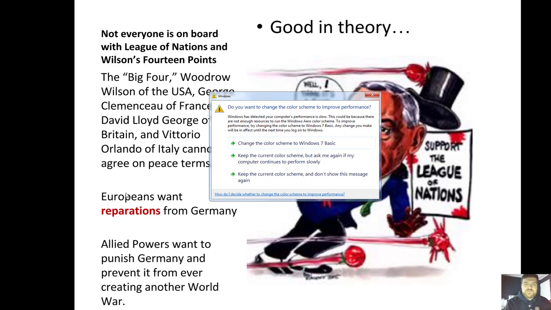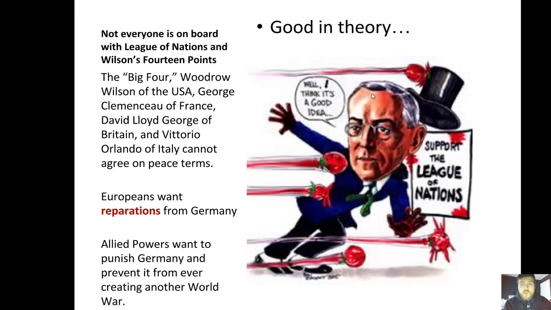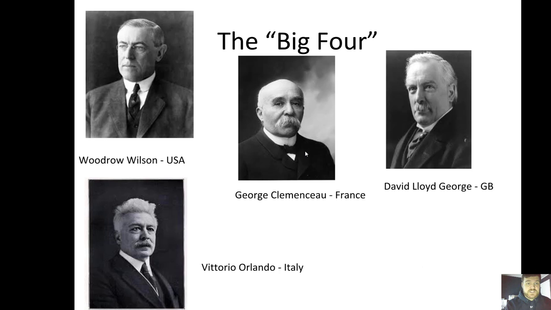So they're kind of straying away from Wilson and his 14-point peace plan. They're not really gung-ho. They're not on board with this whole 14 points and League of Nations idea. The Big Four, these are the guys who are literally trying to figure out what's going to happen after the war, who's going to get what, is there going to be reparations, what degree of reparations will there be.